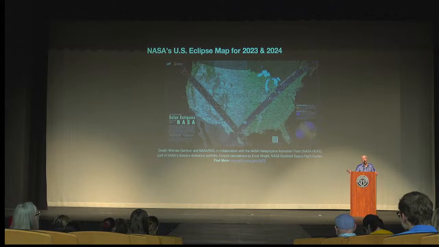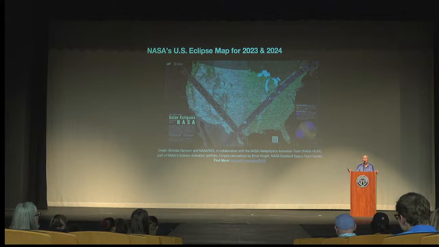Now, even if you are inside the path of annularity, you still have to wear those solar viewing glasses in order to look at the sun, because even that thin ring that is around the edge of the moon is too bright, and you'll damage your eyes if you're not using the proper protection.